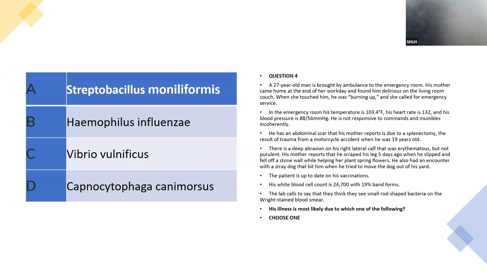His white blood cell count is 24, with 19 band forms. The lab calls to say that they see rod-shaped bacteria on the wet-stained blood smear. His illness is most likely due to which of the following? Choose one: Strep, Haemophilus influenzae, Vibrio, or Capnocytophaga.